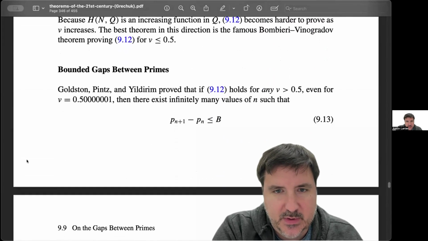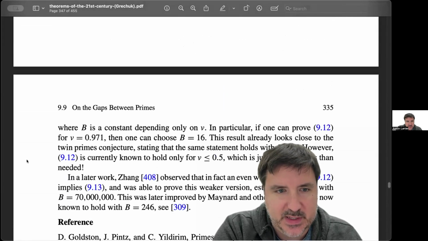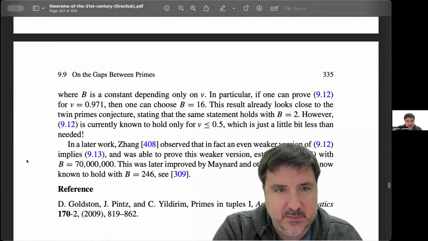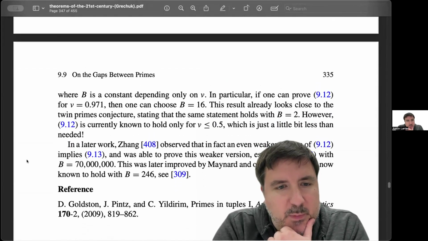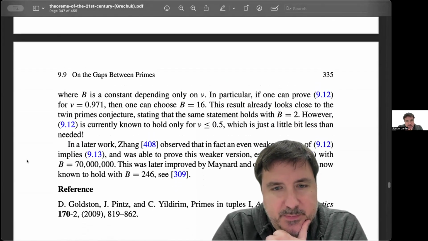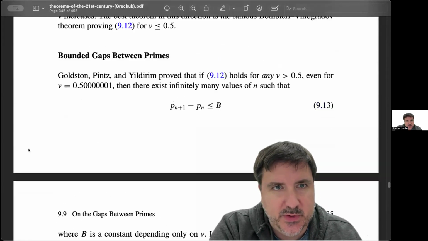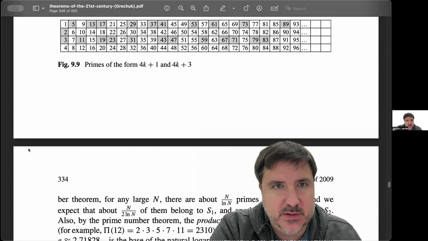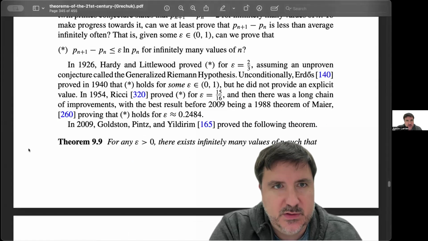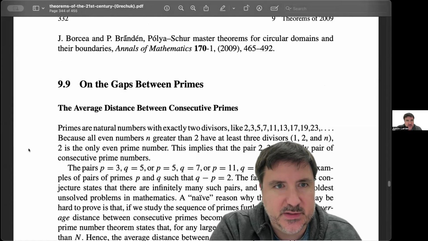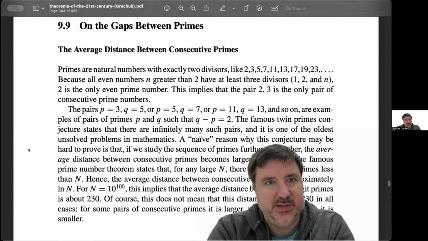And here we go. Almost to the end. And then there's the reference at the end. So this is a paper by Goldston, Pence, and Yildirim. Okay, so that's what? A little more than 3 pages? One, two full pages. A little more than 3 pages.